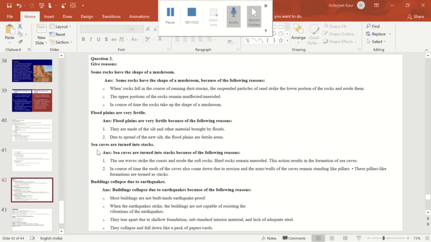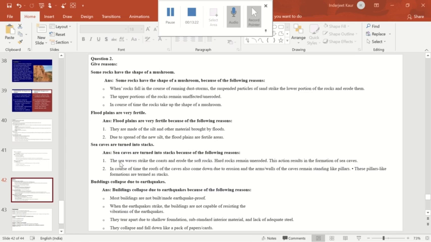Next question is, sea caves are turned into stacks. Now, we have to give the reason for this. What is the reason? The sea waves strike the coast and erode the soft rocks. Hard rocks remain uneroded. This action results in the formation of sea caves.